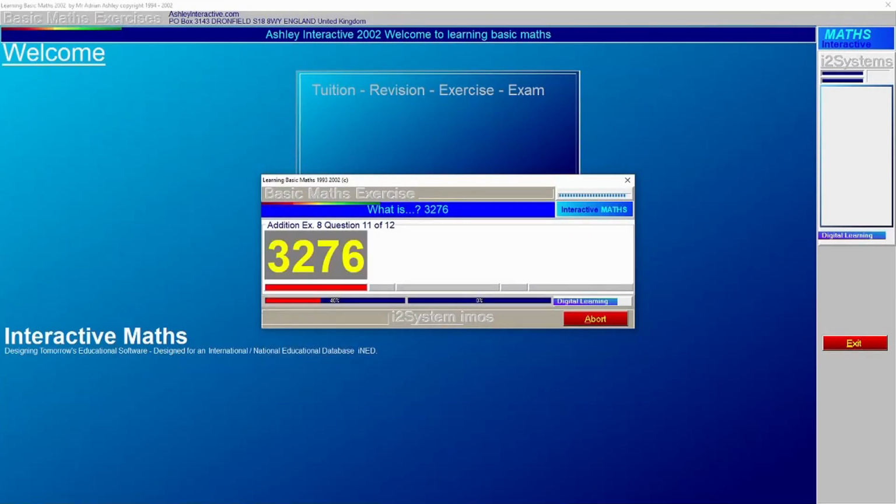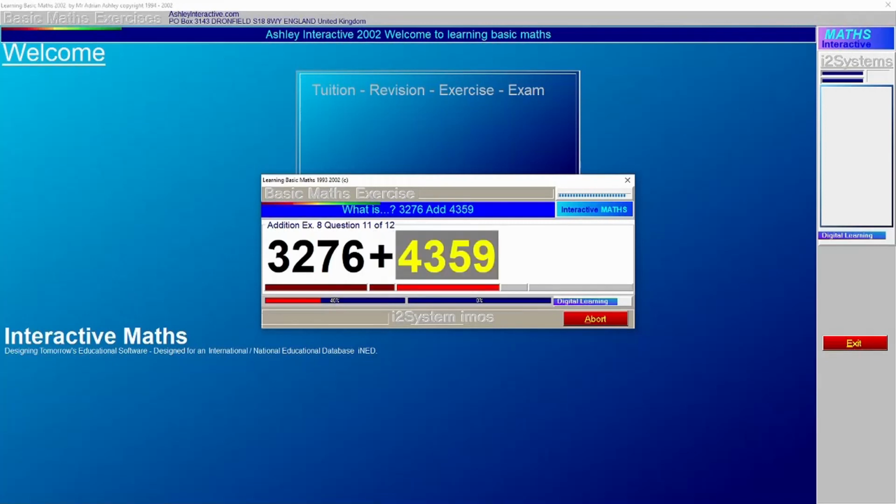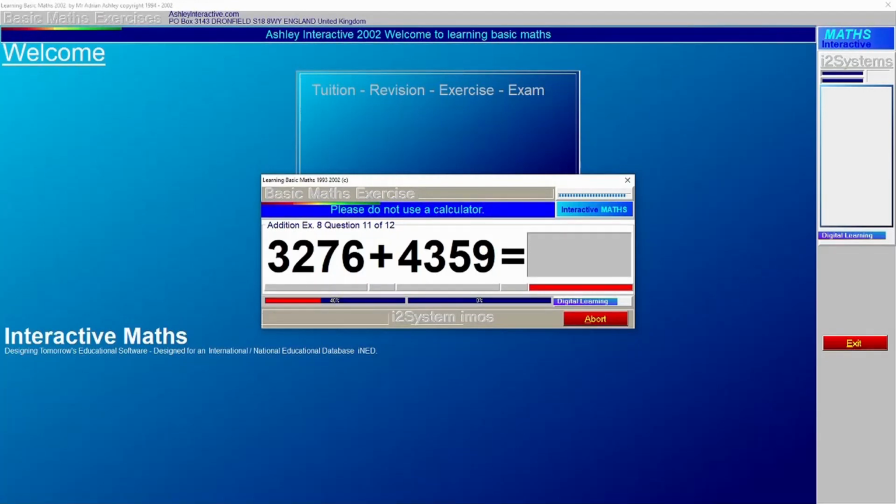What is 3,276 add 4,359 equal to? That is the correct answer.